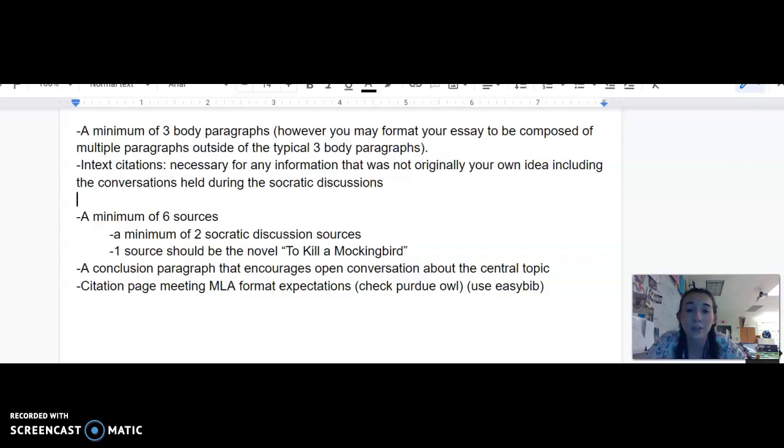You also need a conclusion paragraph that encourages open conversation about the central topic. Your conclusion needs to address everything that you covered, and it needs to use language that is encouraging and open, so that hopefully we will have more conversations in the future. Your citation page must meet the MLA format expectations. Once again, I will have links to Purdue OWL, and I do recommend that you use EasyBib, just like we discussed when we went to the library. Alrighty, that's everything for the basic directions.